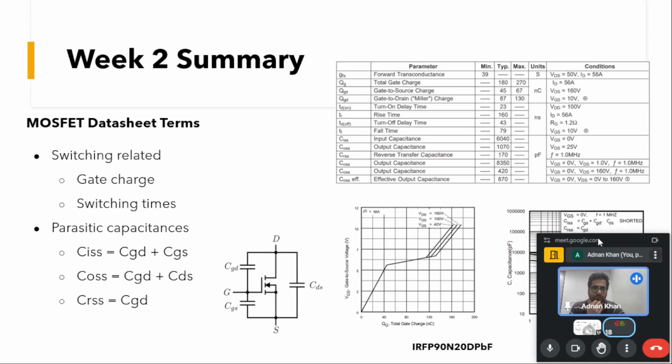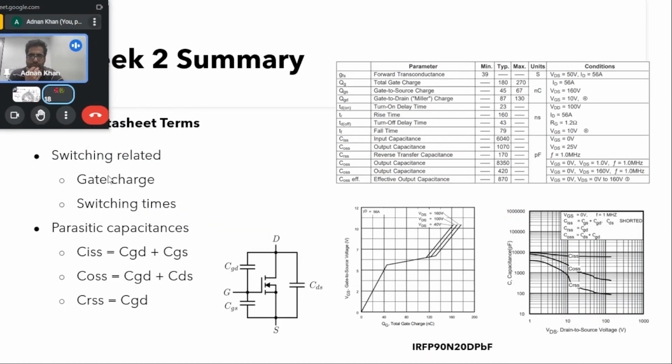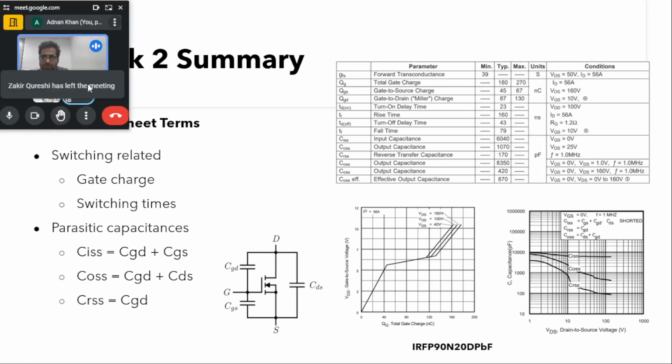Other things given in the MOSFET data sheet are the gate charge associated with switching when we turn on the devices. You can see these things, like the forward conductance that I had already discussed previously. Here it is 30 for a particular VDS of 50, and the total gate charge required to turn on the device is given.